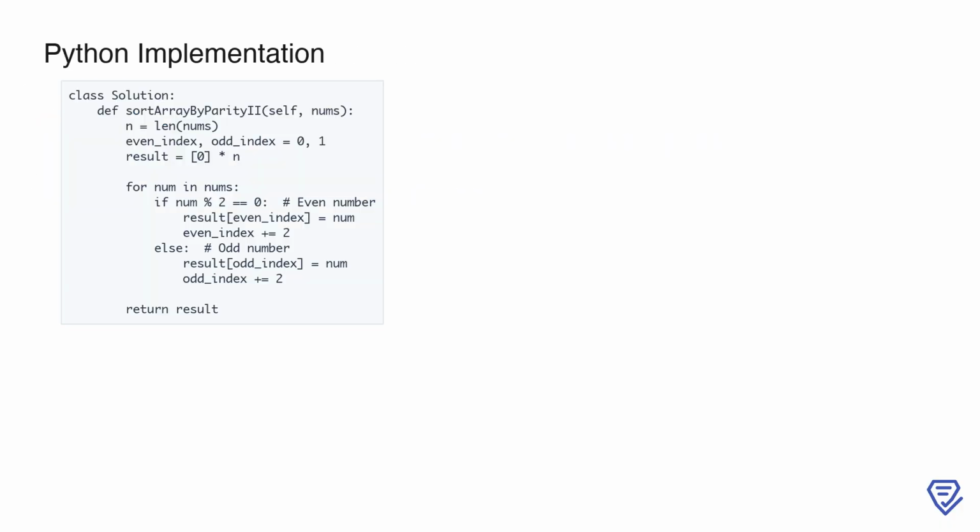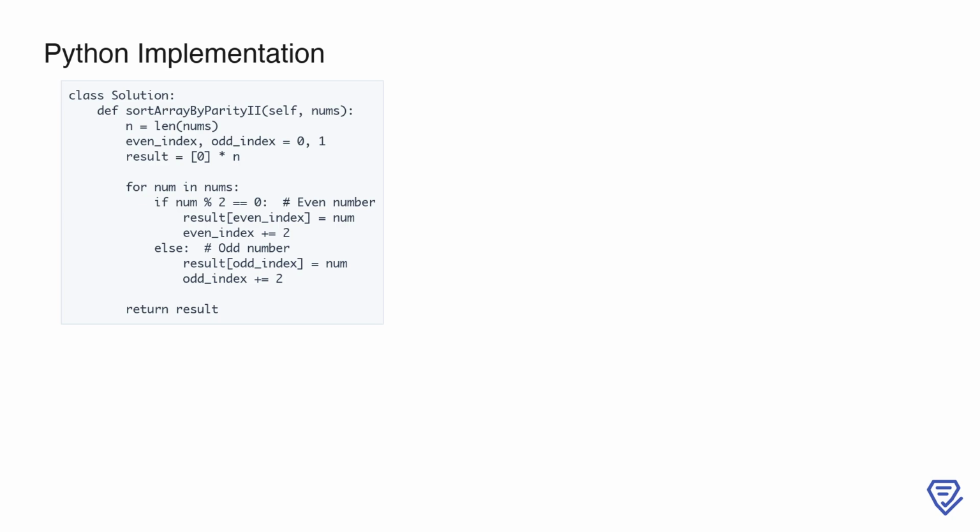The solution begins by defining a class Solution and a method sortArrayByParityII that takes the input nums. The problem guarantees that the input array always contains an equal number of even and odd integers. We first determine the length of the input array nums and initialize 2 pointers, even_index starting at 0 and odd_index starting at 1. These pointers help track where the next even and odd numbers should be placed in the result array. We also create a result list of the same size as nums, initialized with zeros, to hold the rearranged values. The method then iterates through each number in nums.